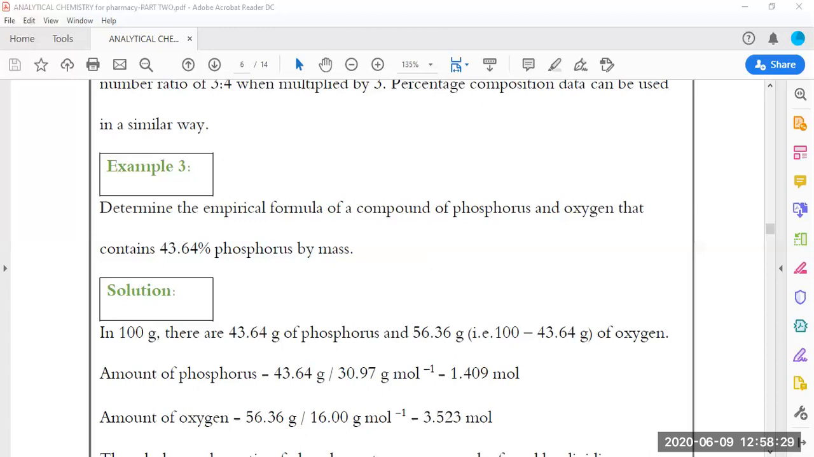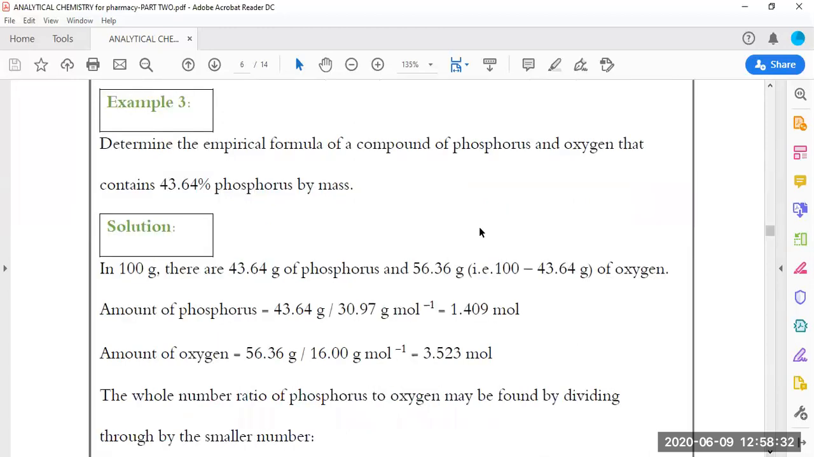What we do in this case, in general, we consider we have 100 gram of the compound. When you take 100 gram of the compound, and the percentage of phosphorus is 43.64, it means for the 100 gram of the compound, you have 43.64 gram of phosphorus. And of course, you have about 56.36 gram of oxygen. I think you know how we did this. You just take away 43.64 from the 100, you get for the oxygen 56.36.